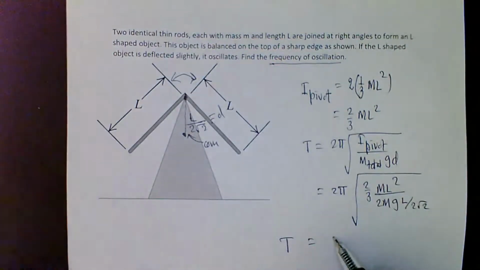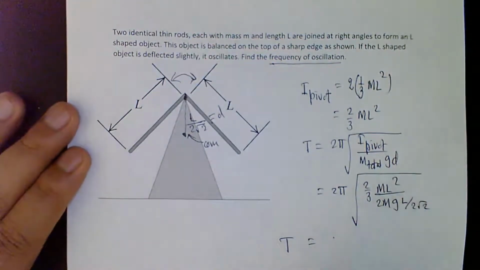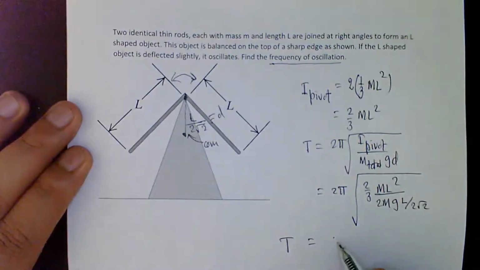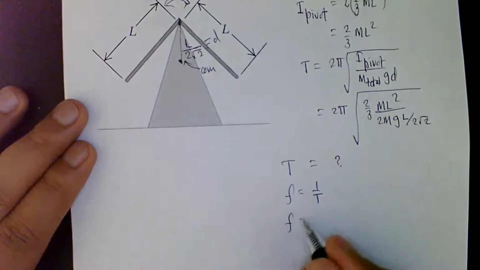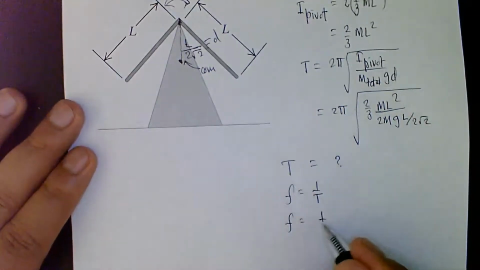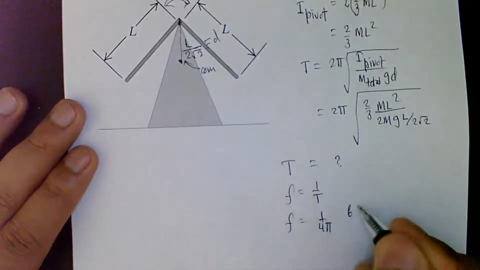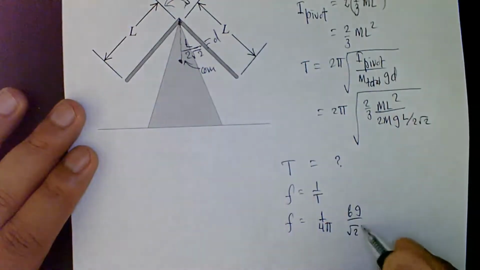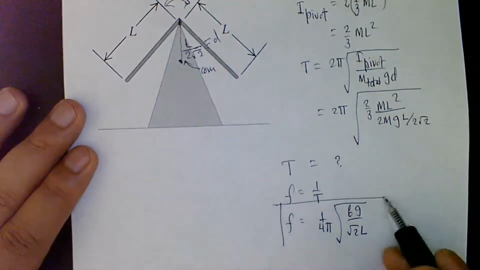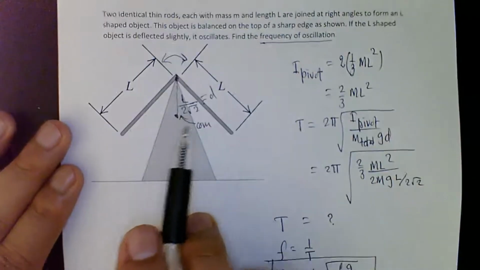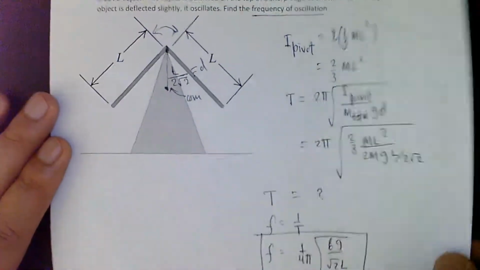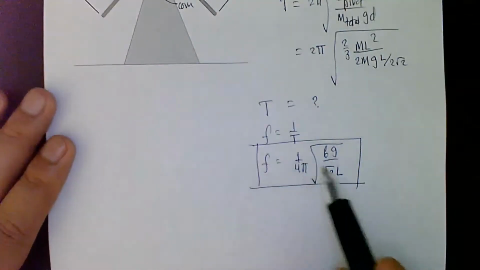First find the time period, right? And frequency is just the reciprocal of the period. So find that out, and if you finish this calculation, you must get something like that. So this is the frequency. This system will execute simple harmonic oscillation. It will oscillate simple harmonically, with this many hertz.